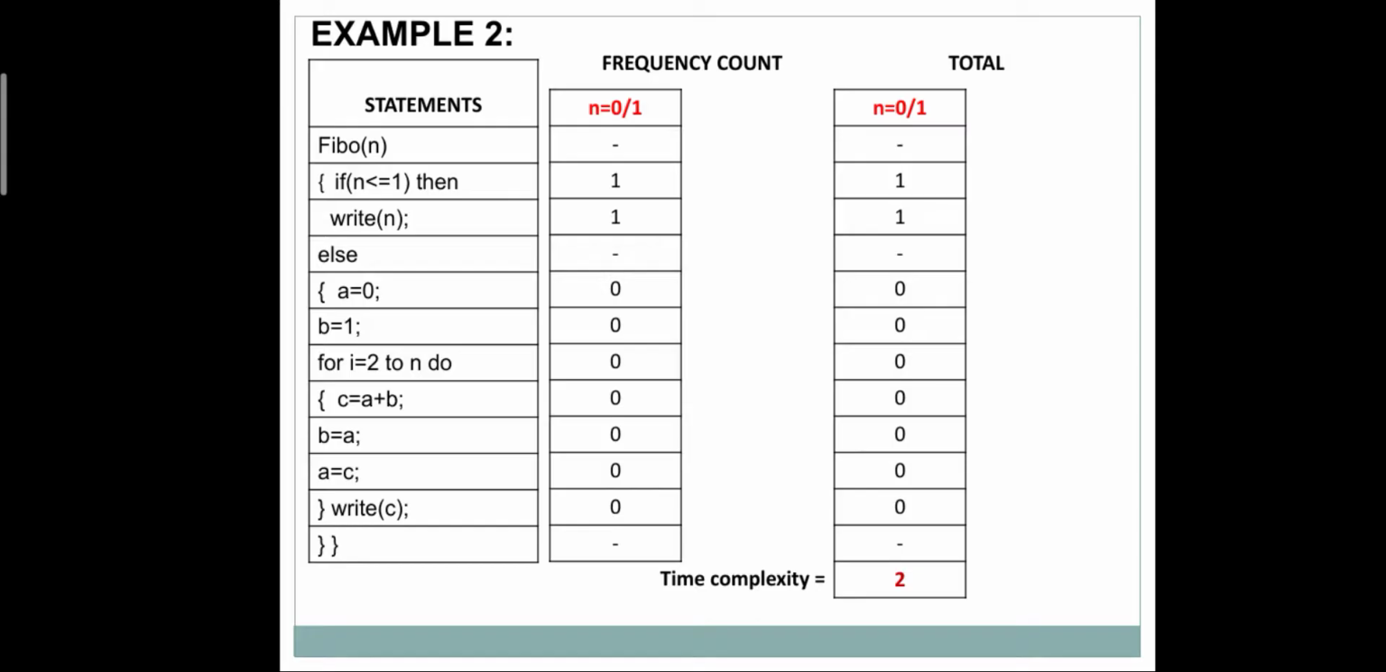The two possible inputs are 0 and 1. When checking the condition, 0 or 1 is less than or equal to 1, the result becomes true and output will be generated as n value. All the rest of the algorithm statements will never get executed and the algorithm comes to a halt. So, the two statements, if n is less than or equal to 1 and write of n, will get executed only once, and by summing them we get 2 as the time complexity.